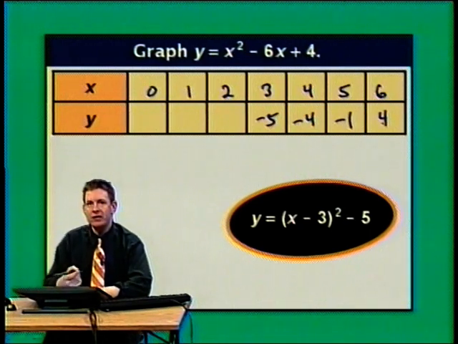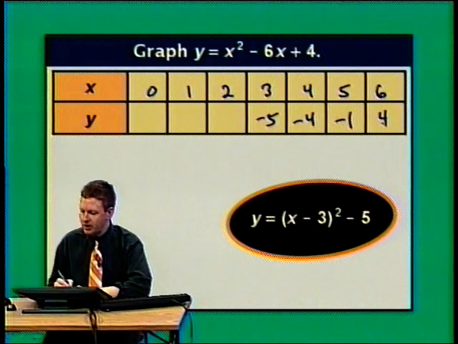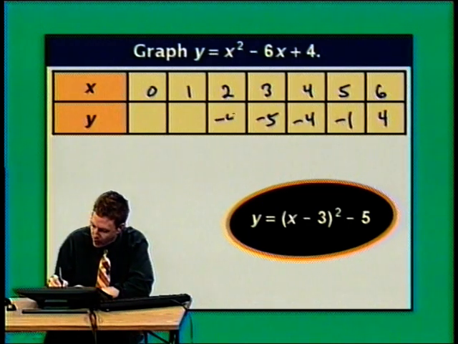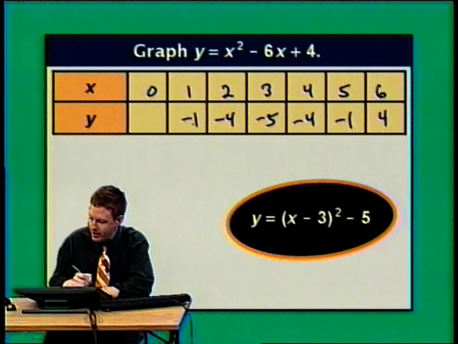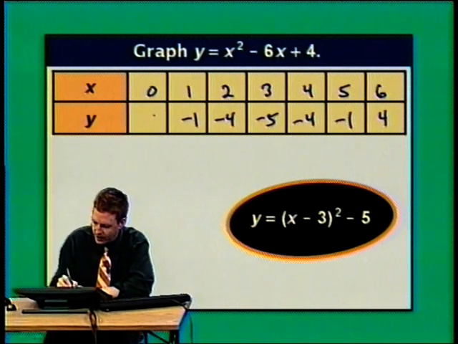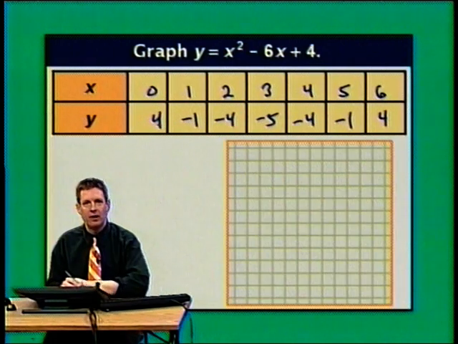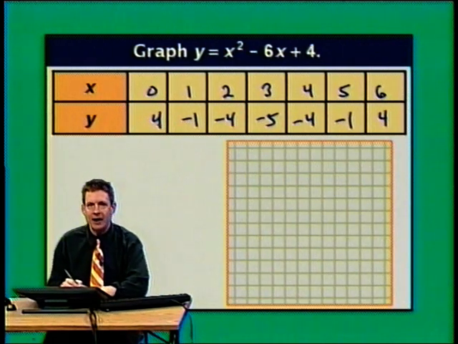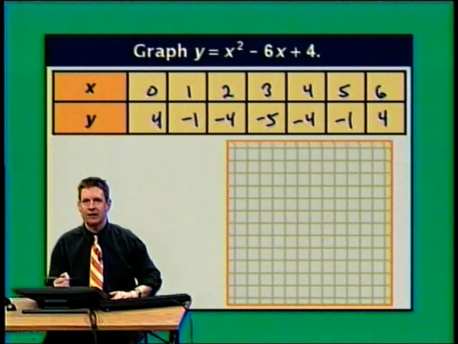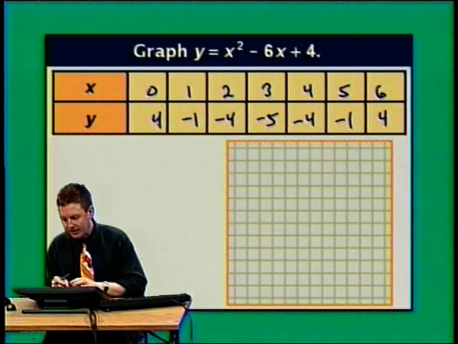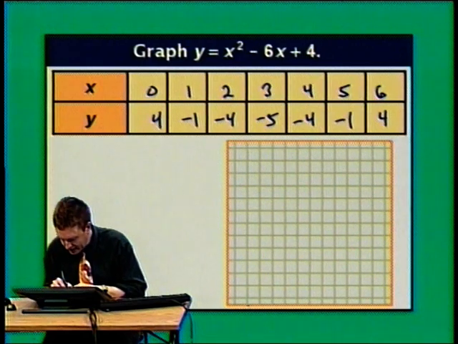Now I can get points to the left of the vertex using symmetry. We must have the point 2, -4, 5, -1 gives us 1, -1, and 6, 4 gives us 0, 4. So let's graph. This time, the x-coordinate of the vertex is far to the right of the y-axis. So I'm going to draw my y-axis very close to the left edge of my grid.